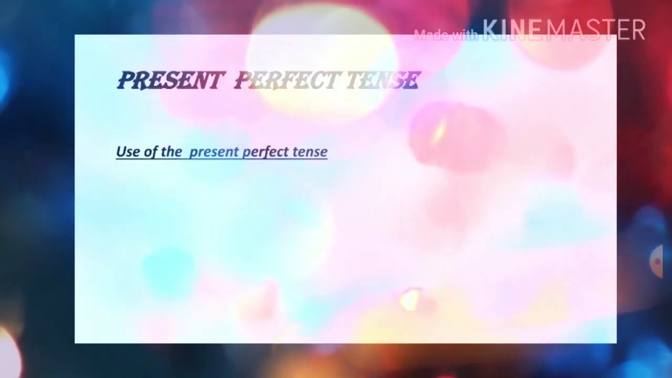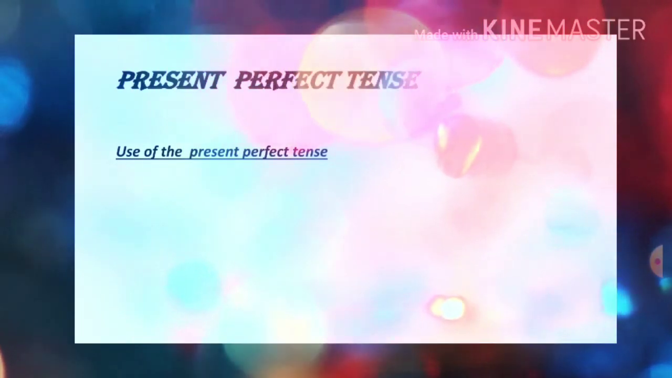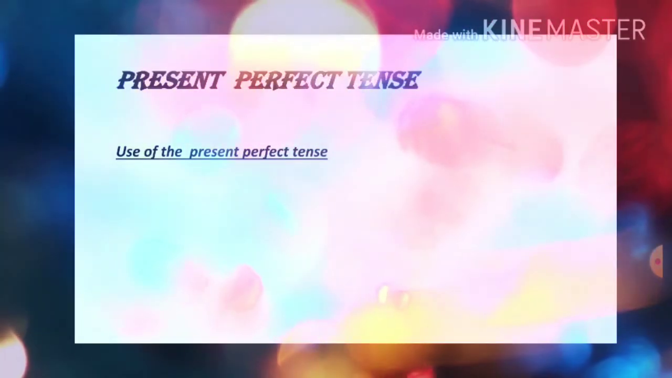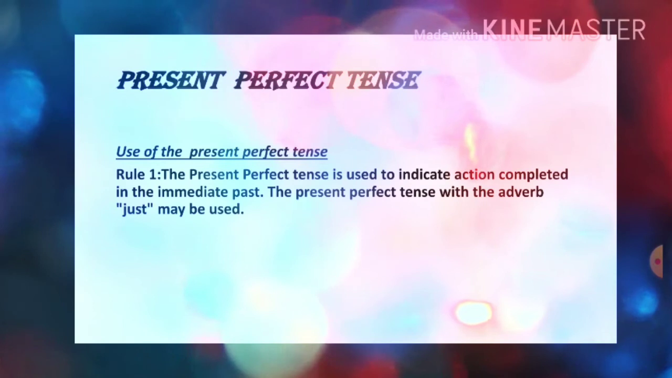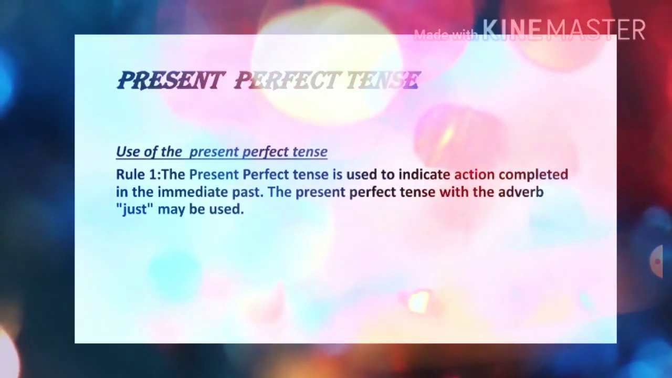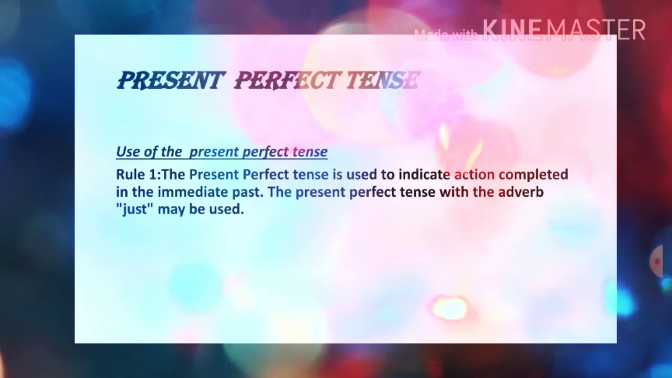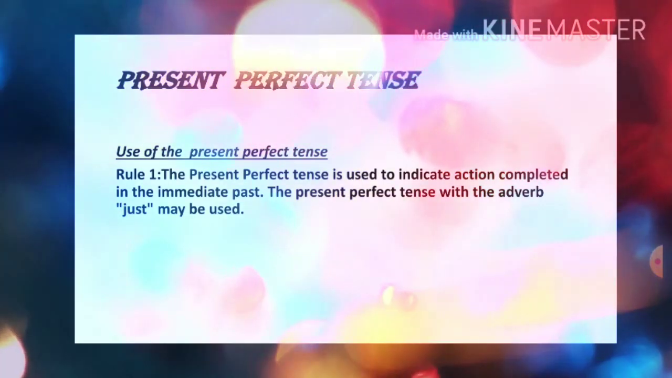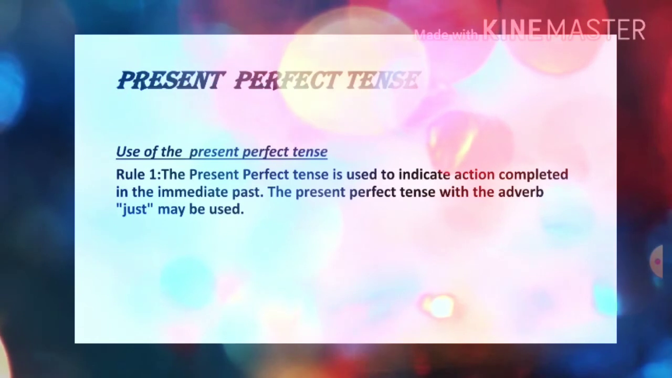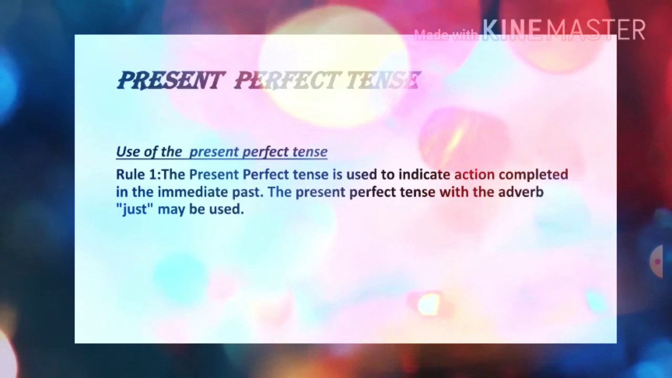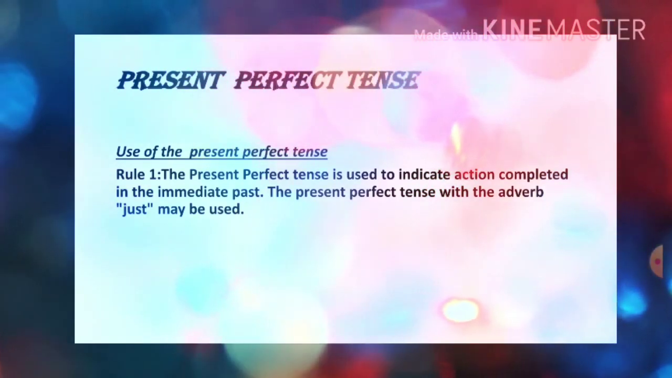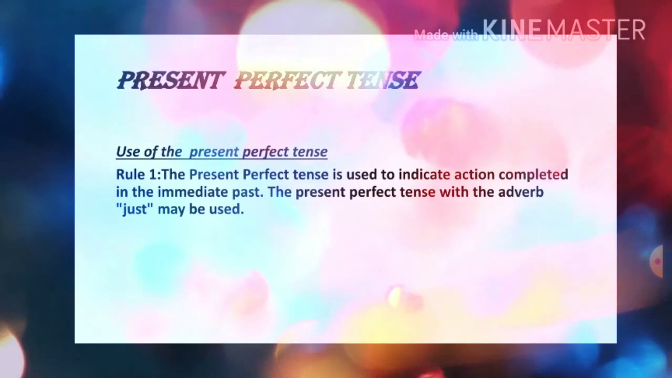Now let's move to the next part, which is the use of present perfect tense: where we use the present perfect tense. So let's start with rule number one. Firstly, the present perfect tense is used to indicate an action that is completed in the immediate past. Means any task which is completed just now, then you have to use present perfect tense. Present perfect tense is used for the past, but its impact is on the present. That's why it is a present perfect tense.